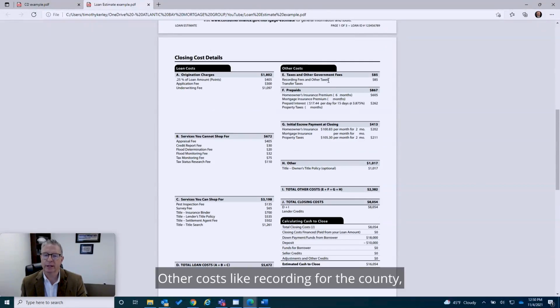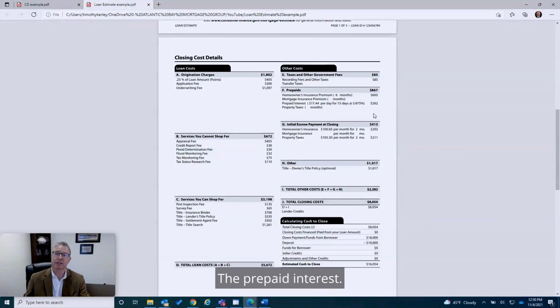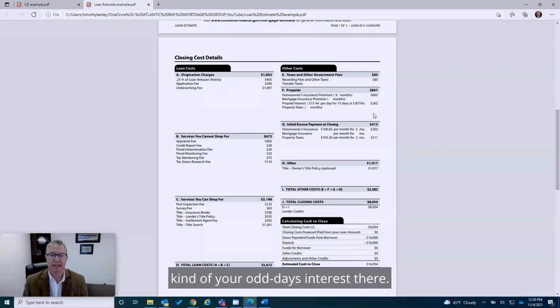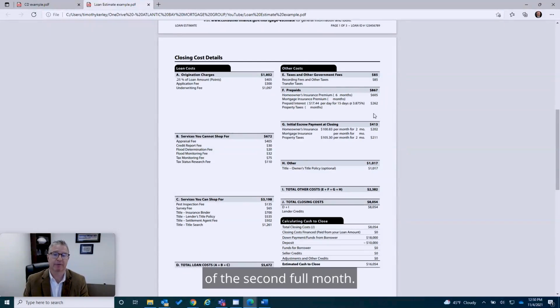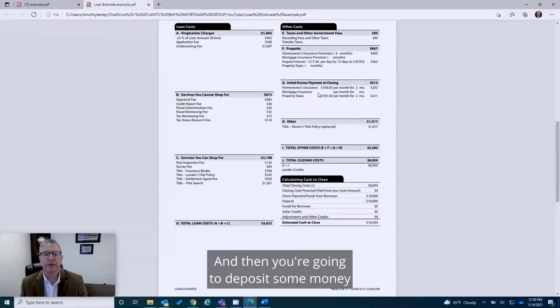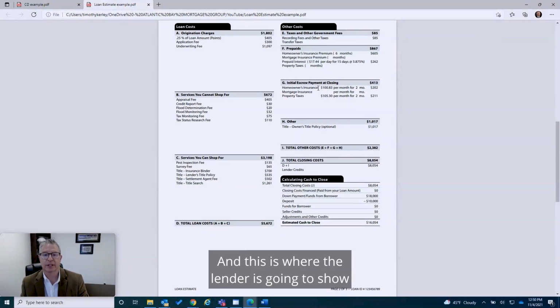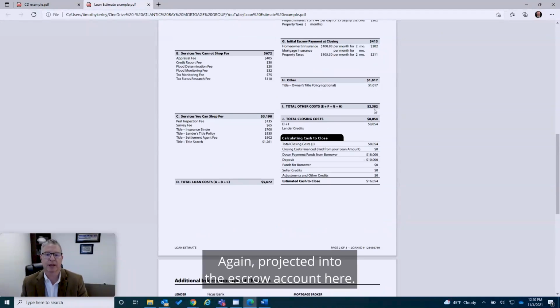Other costs like recording for the county, your homeowner's insurance premium, you'll pick your homeowner's insurance provider, agent, the prepaid interest. So this would be interest from the projected day of closing until the end of that first month. Kind of your odd days interest there. Because after you close, you wouldn't have a payment for a month. Your first payment comes due on the first day of the second full month. And then you're going to deposit some money into your escrow account for next year's taxes and insurance. And this is where the lender is going to show how much money is going to be deposited, again, projected, into the escrow account here.